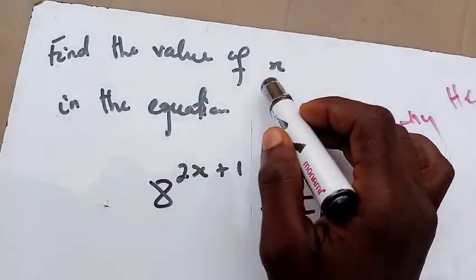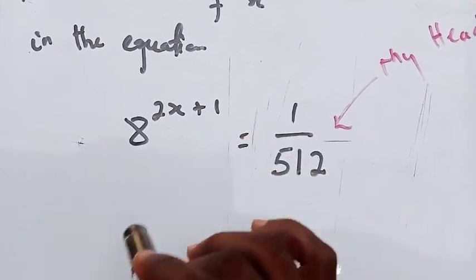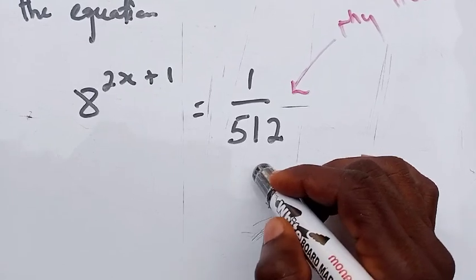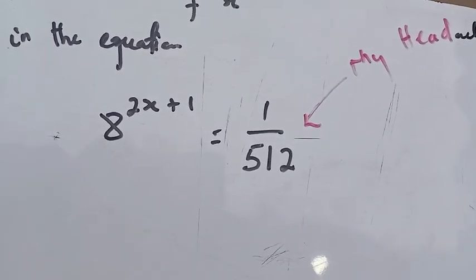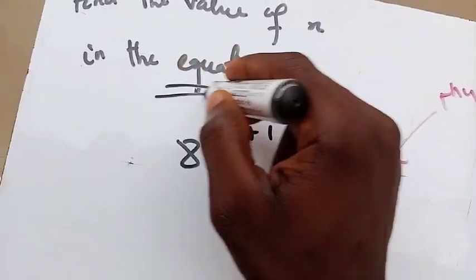Find the value of x in the equation 8 raised to the power 2x plus 1 is equal to 1 on 512. Now, this is an equation. So you have so many types of equation. This is one thing you must know.